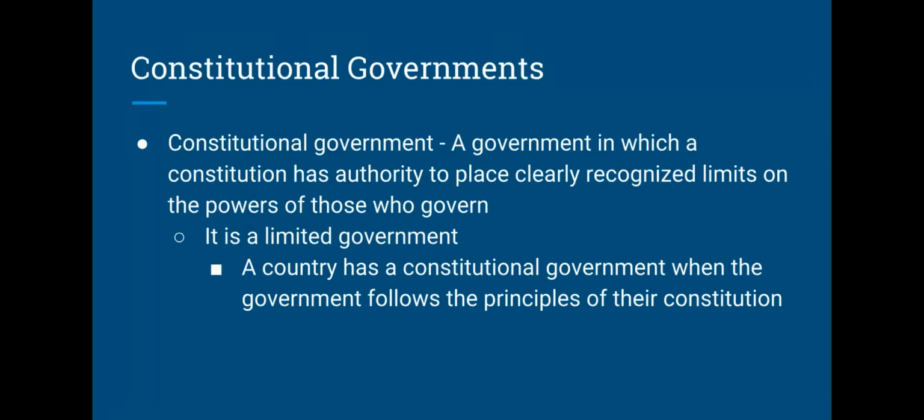So now that we've defined a constitution, let's get into a constitutional government. A constitutional government is one which has a constitution that has authority and that is recognized by the people who govern. A constitutional government is a limited government. A country has a constitutional government when the government follows the Constitution.